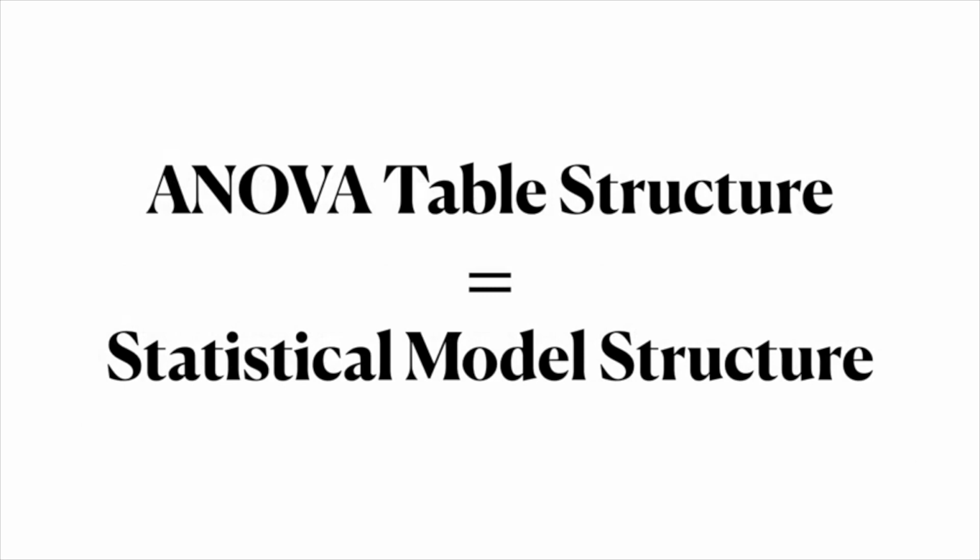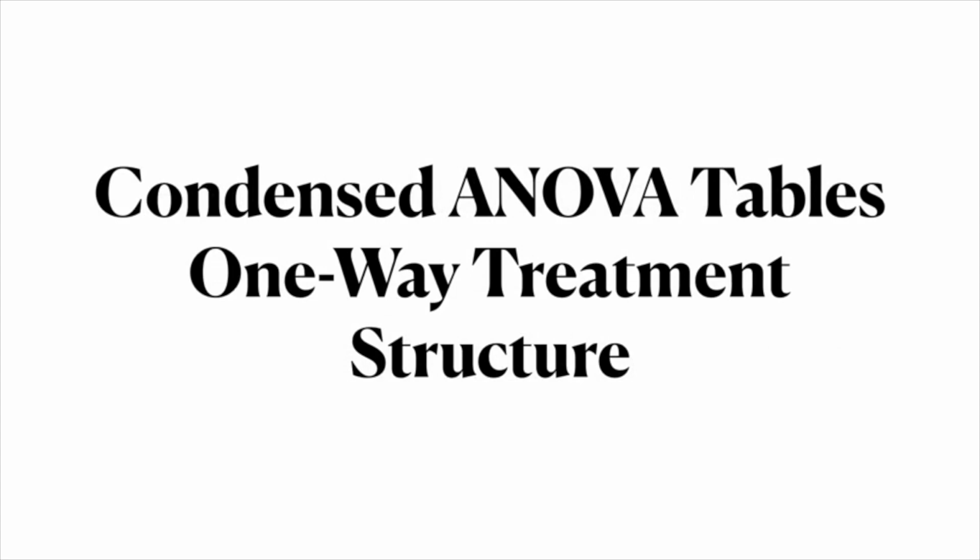Now remember that the structure of the ANOVA table corresponds to the structure of the statistical model. And so when we perform the analysis of variance and construct the corresponding ANOVA table, because we are treating the treatment structure as a one-way treatment structure, we're going to have the basic or condensed ANOVA tables because they correspond to that particular type of treatment structure. So let's look at some examples of condensed ANOVA tables for one-way treatment structures. These are the ANOVA tables that we looked at in previous modules.